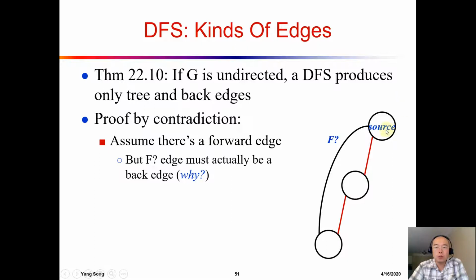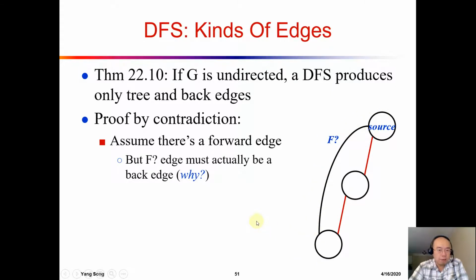So if we want to do a DFS using this graph, and this is the source, and this is the tree edge, another tree edge. And then how about this one? Can we say this is a forward edge? So for a forward edge, that is from the grandparent directly to the grandson, right? So it seems that this is a forward edge.